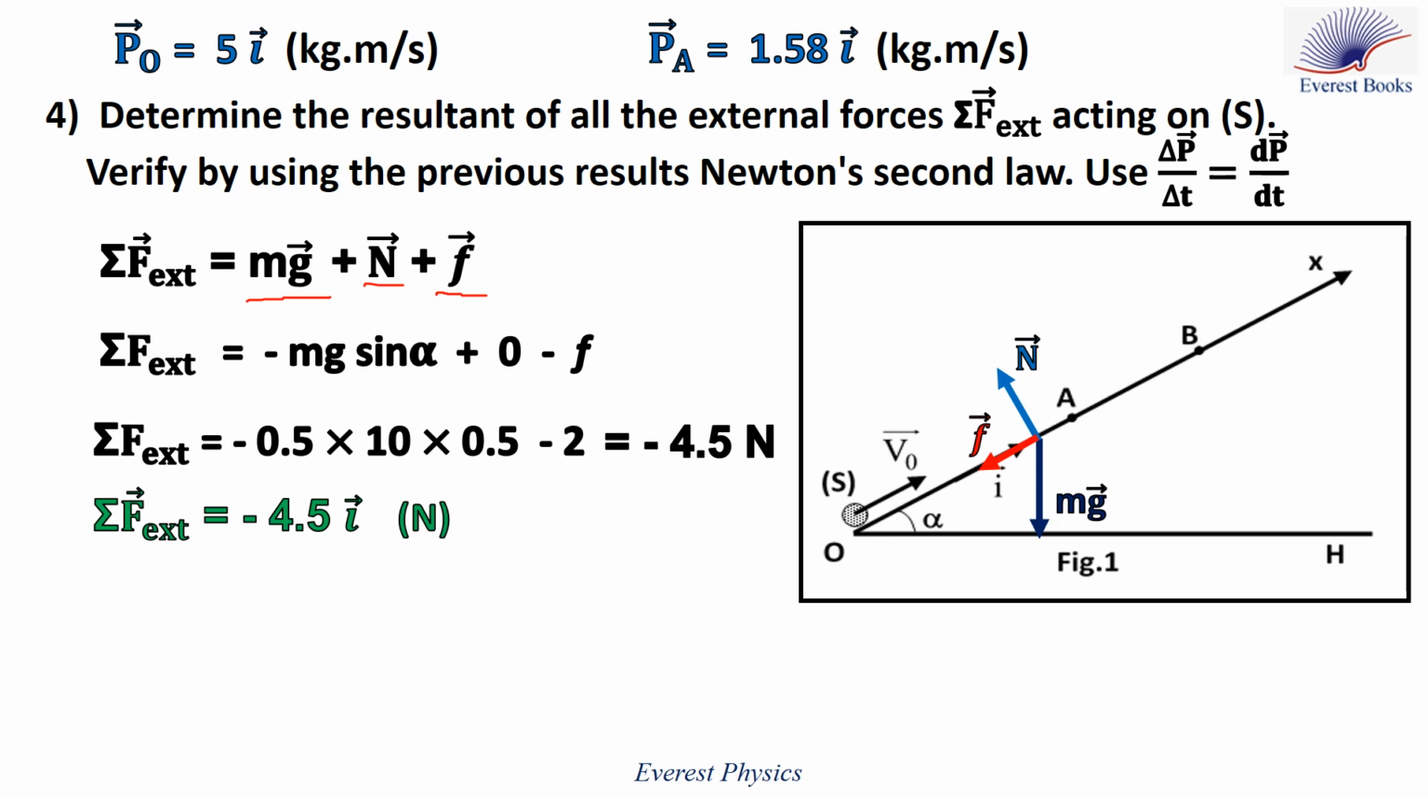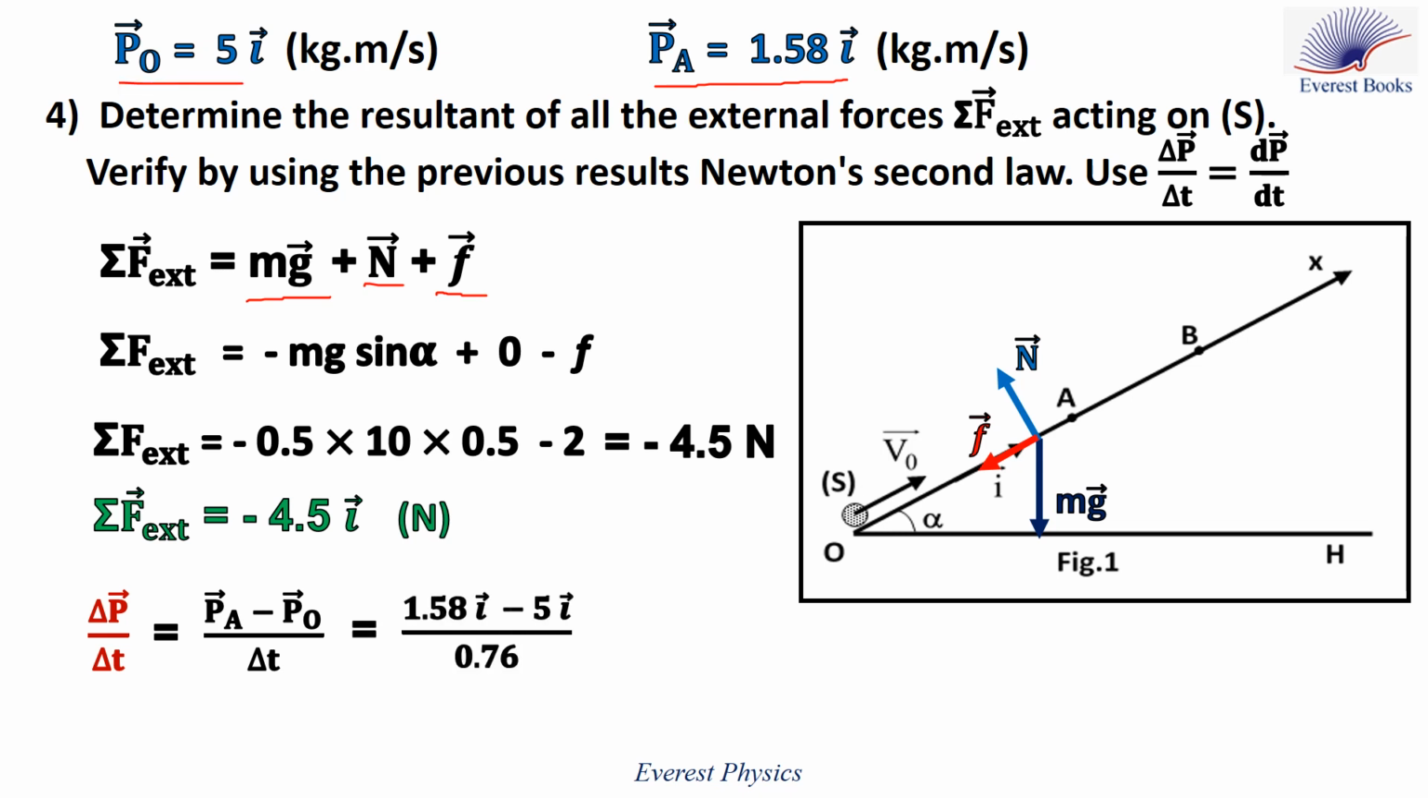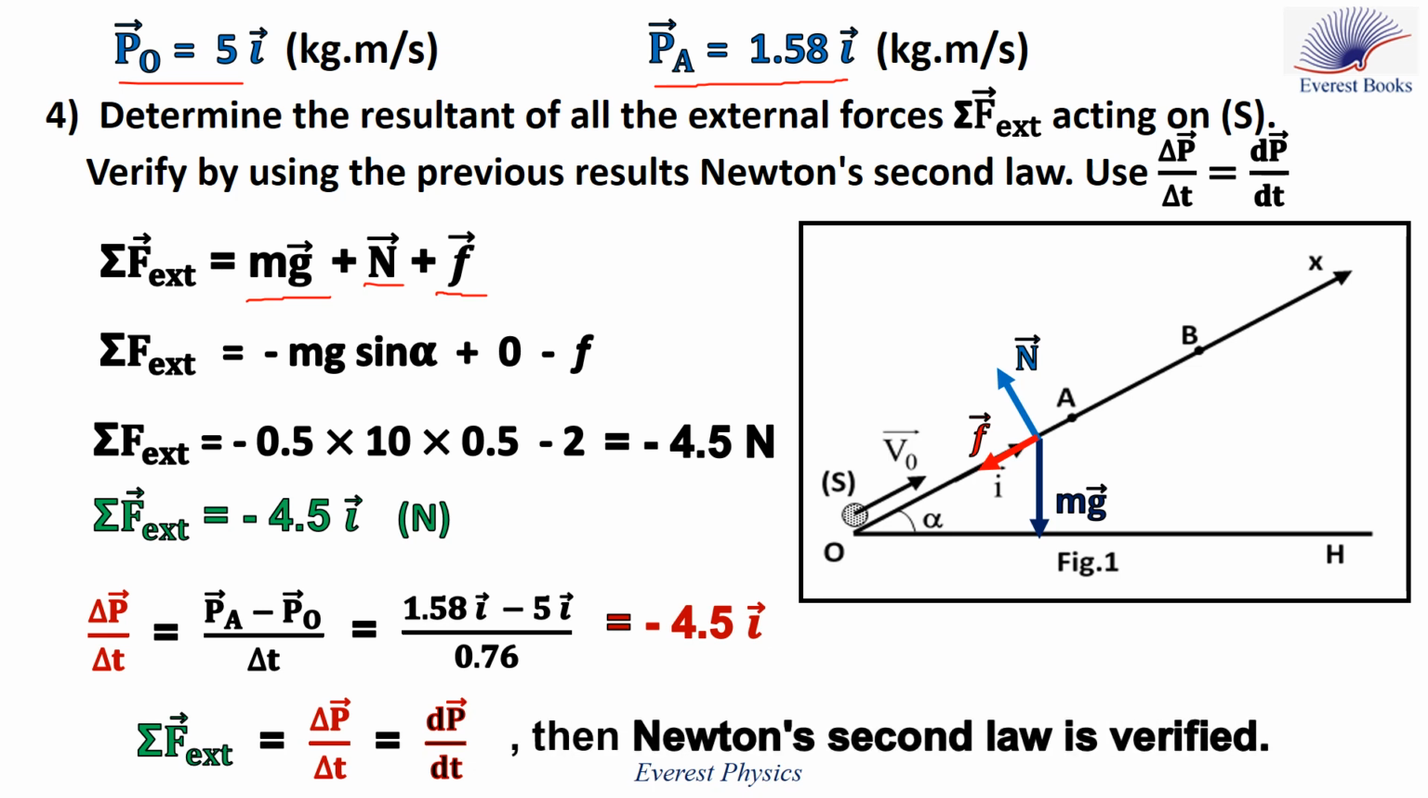Between O and A, delta p by delta t equals pA minus pO over delta t. pA equals 1.58i and pO equals 5i. Therefore, delta p by delta t equals 1.58i minus 5i over 0.76. Therefore, delta p by delta t equals minus 4.5i. So, the sum or the resultant of all the external forces equals delta p by delta t, which equals dp by dt. Therefore, Newton's second law is verified.